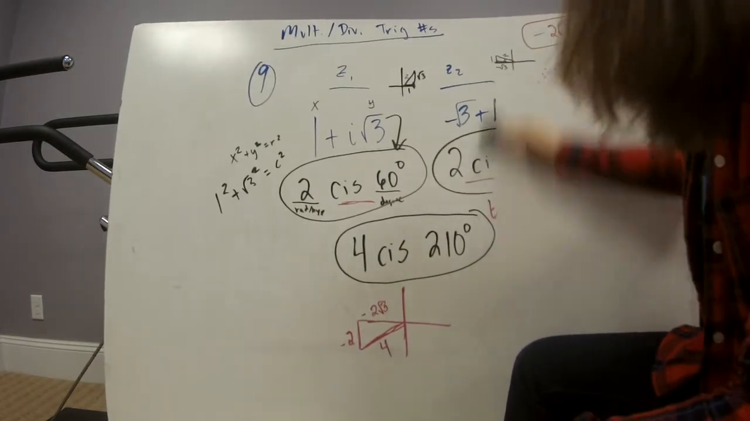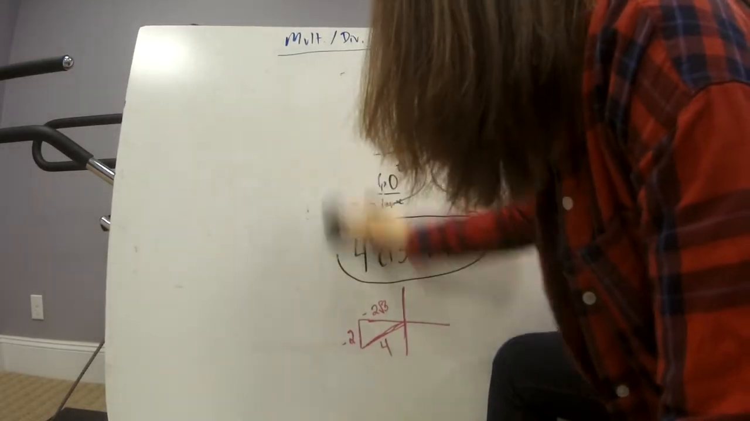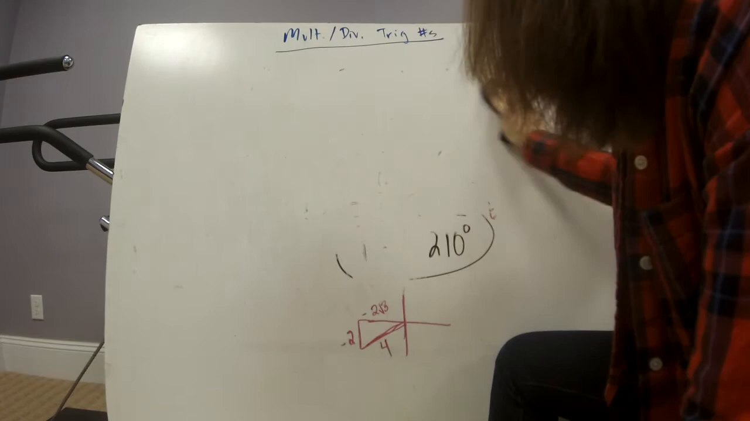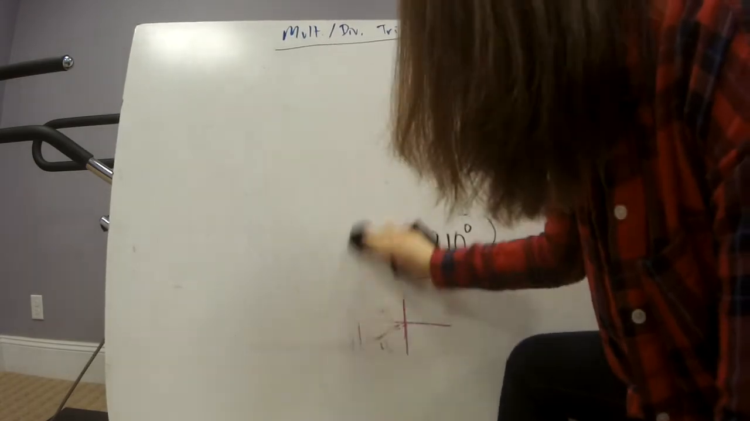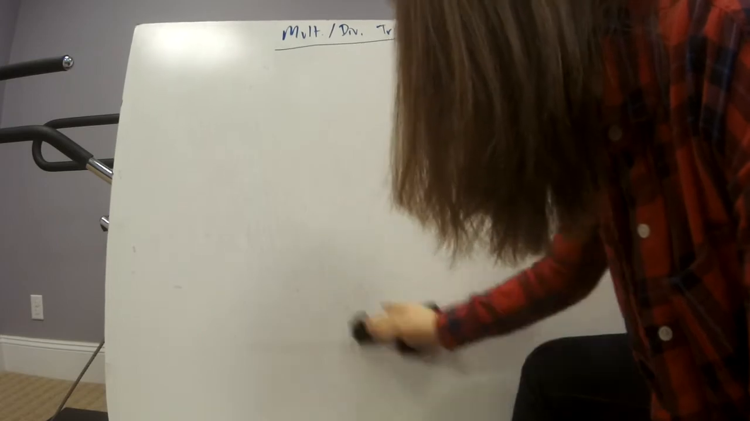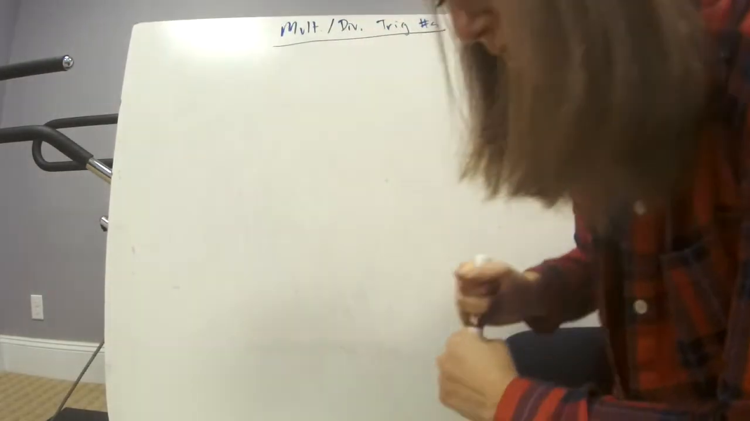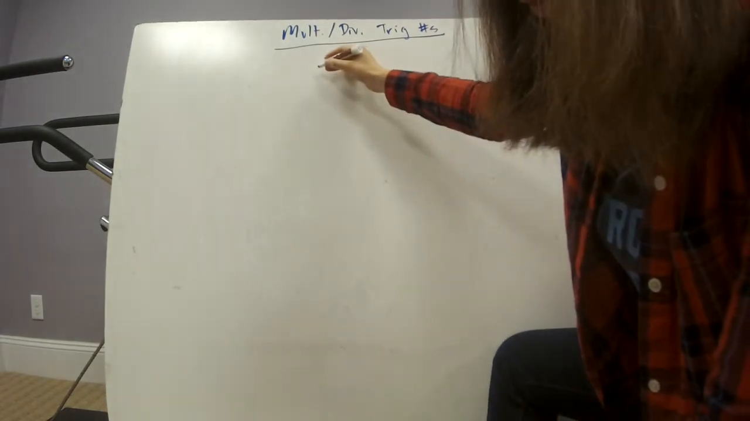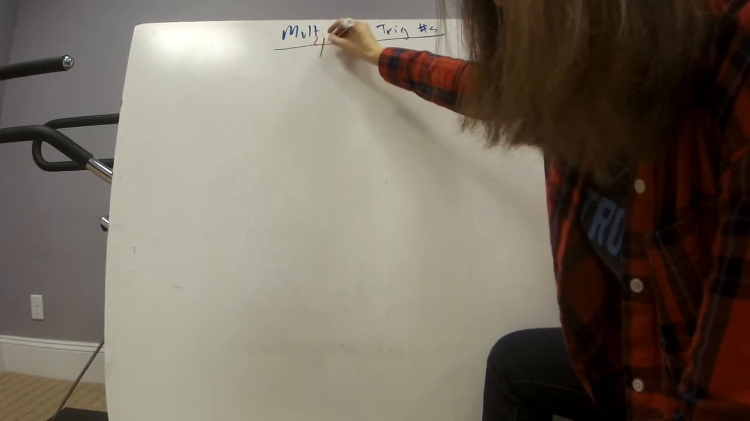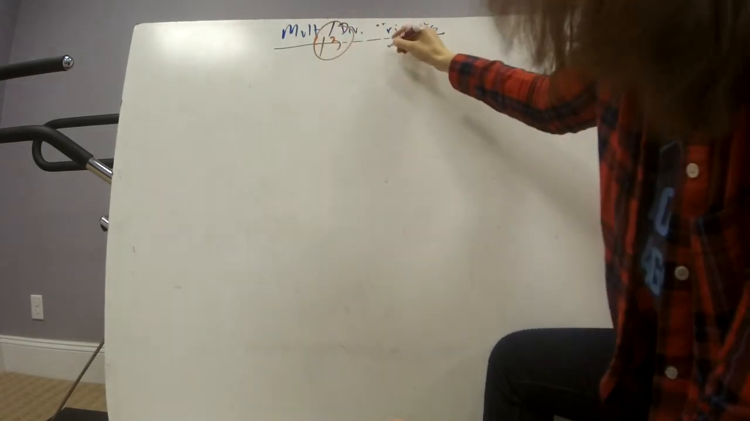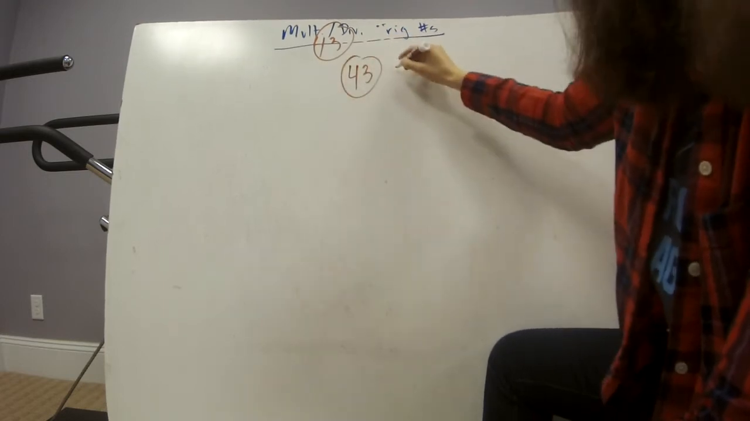So let's do a division one, though. So let's hop down. And de Moivre is what actually helps us with section 8.4. So let's do number 43. Wow, that's what I wrote into my title. Great job. 43.